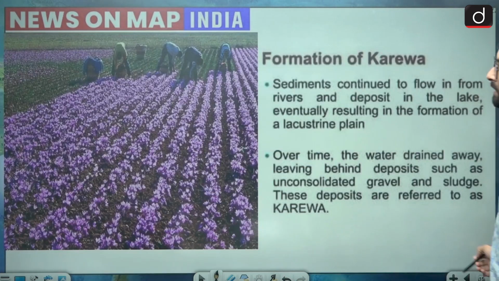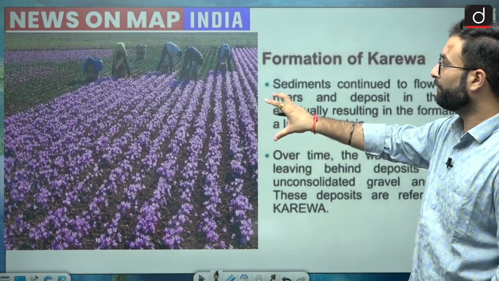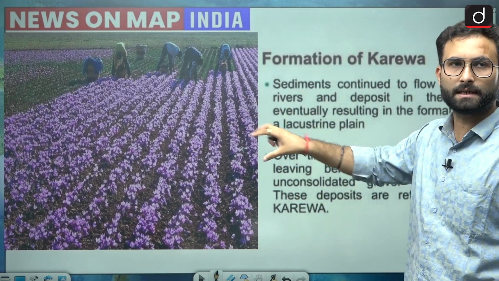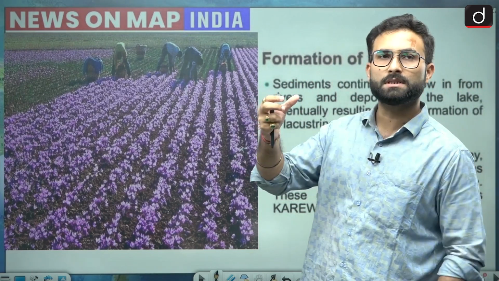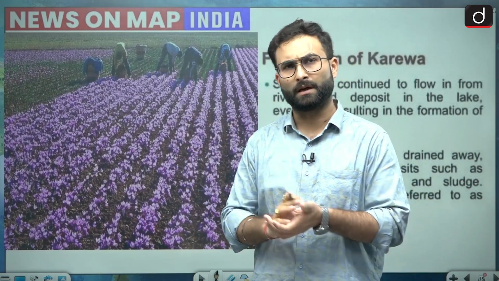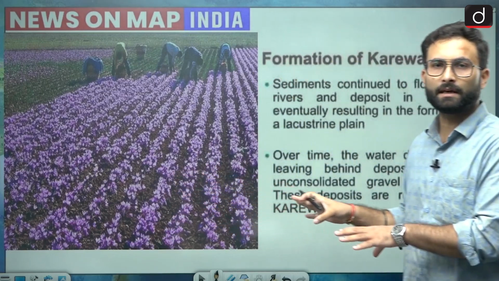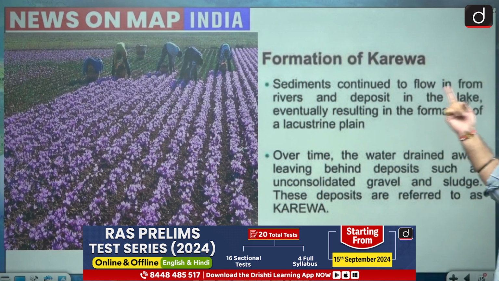Here is the formation of Karewas. Here you can see the cultivation of saffron, or kesar. Why are these Karewas important? Because the sediments brought by the rivers make fertile lands over here. Fertile soil is present here, because of which this is a very fertile area for the cultivation of saffron. So you can go through this particular content.